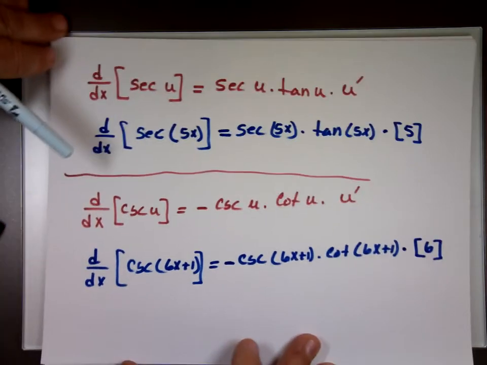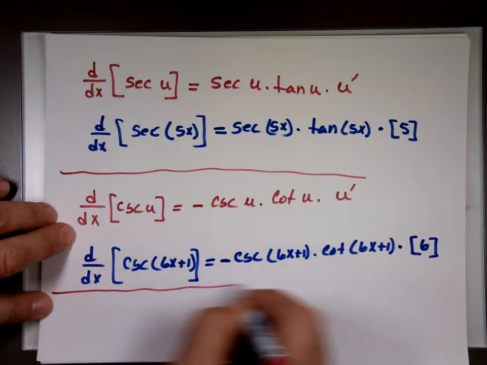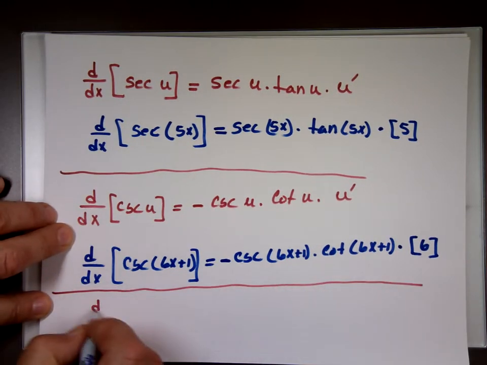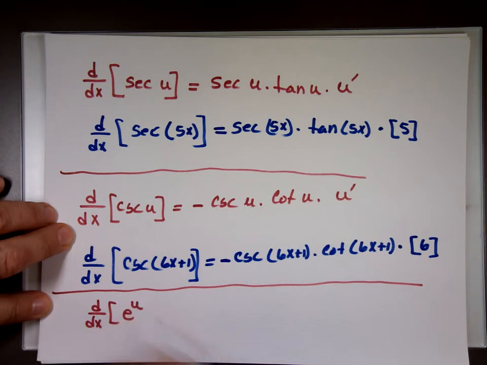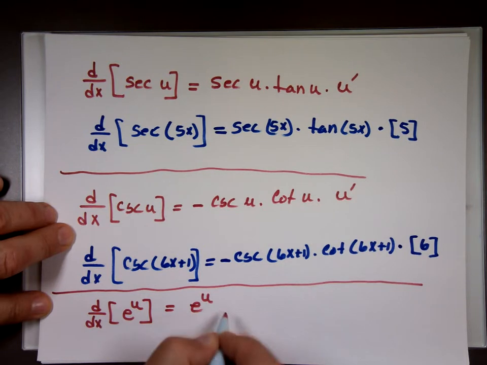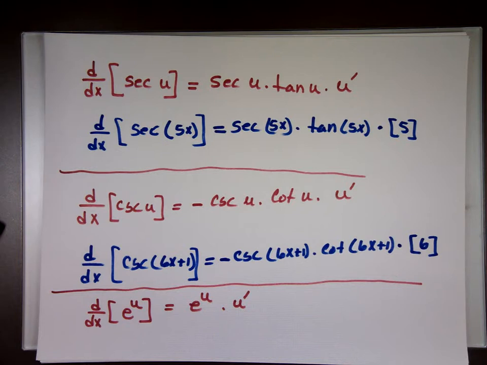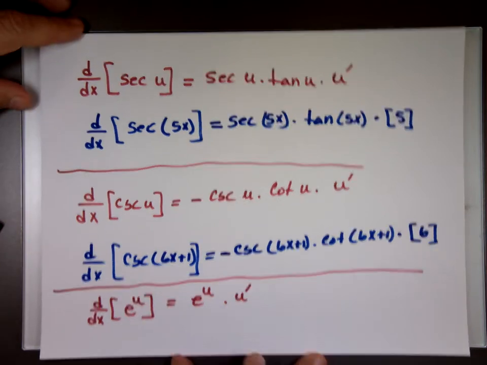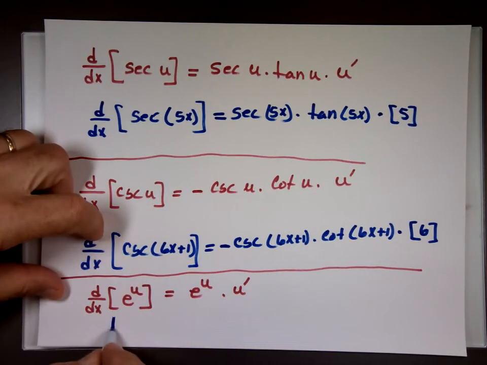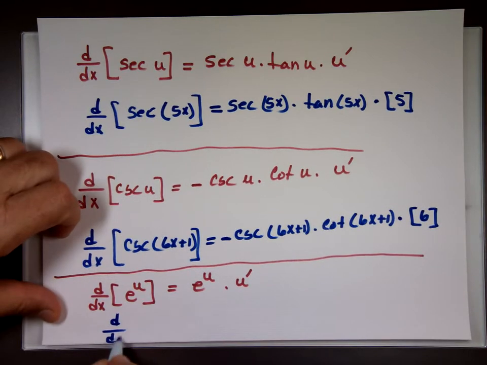And the last one in this section, there's a couple more new ones. The derivative of e to the u is going to be e to the u times u sub prime. So what is the derivative of e to the 5x?